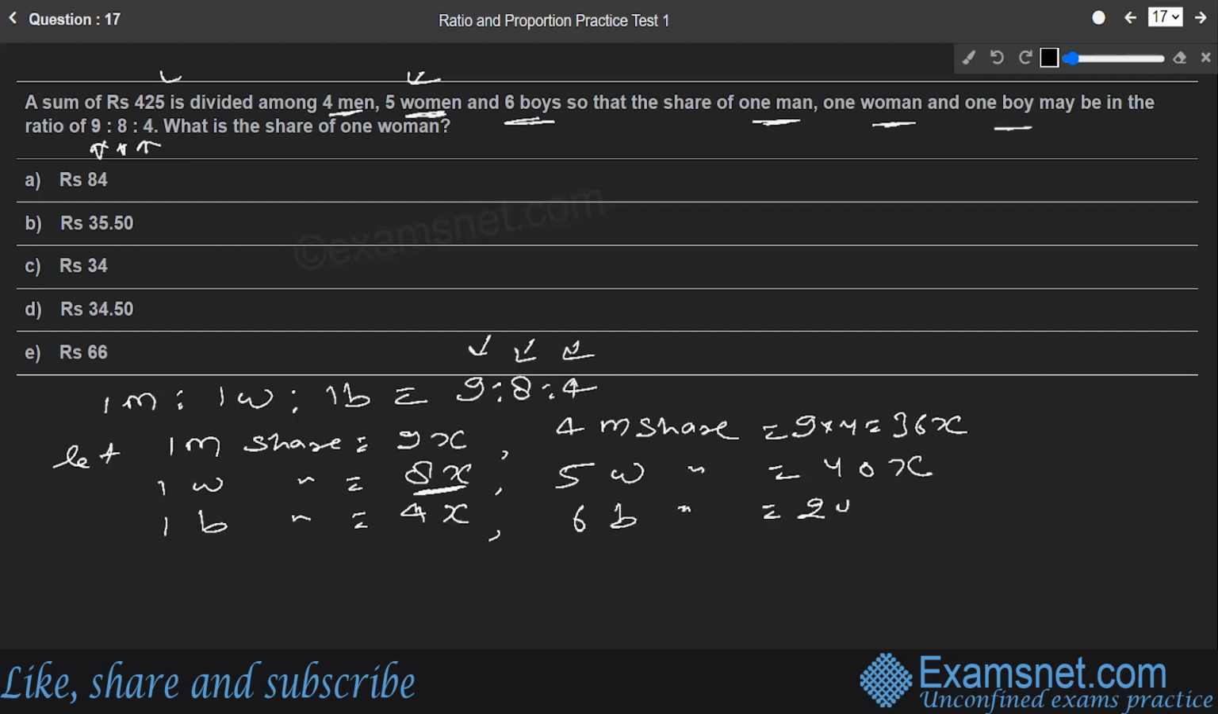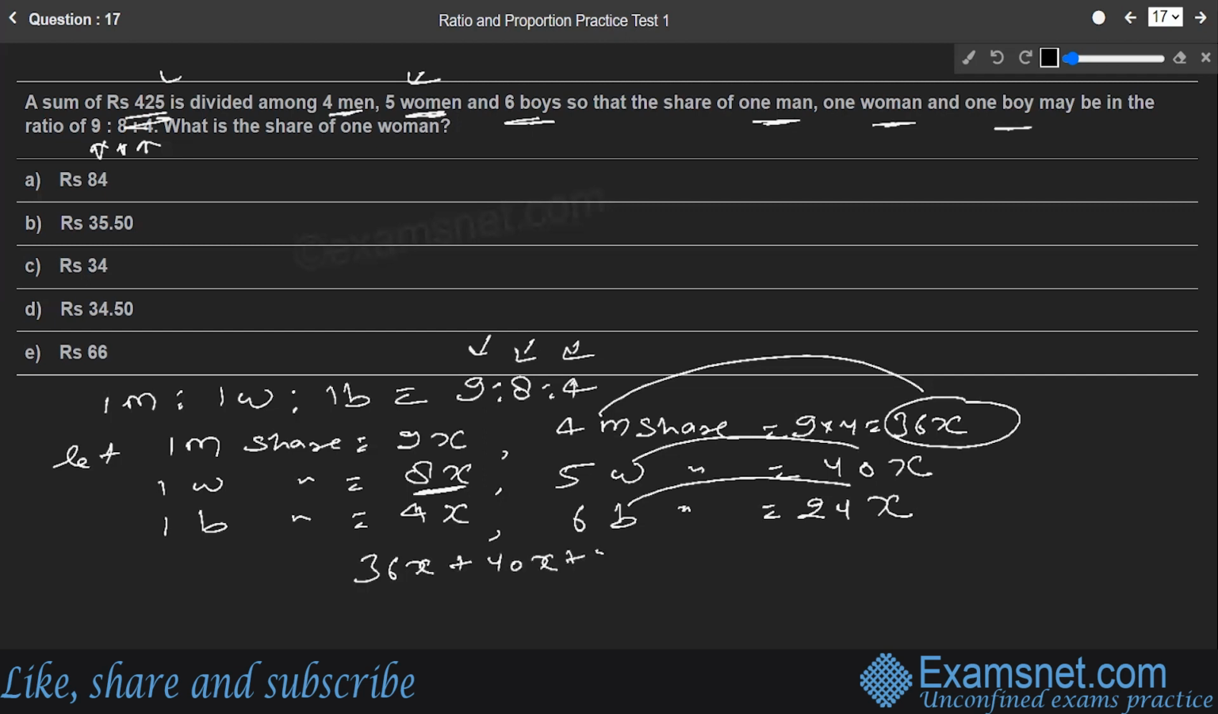6 into 4x, that is 24x. So these are the shares of 4 men, 5 women and 6 boys. Now what they say is the sum of this is rupees 425. So I need to add all three and make it equal to 425. If I do that, 36x plus 40x plus 24x is going to be 425, which gives us 100x is equal to 425, which gives us the x value as 4.25.